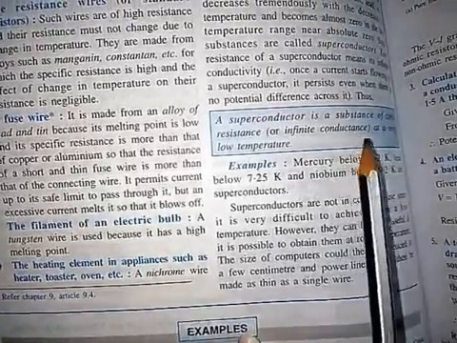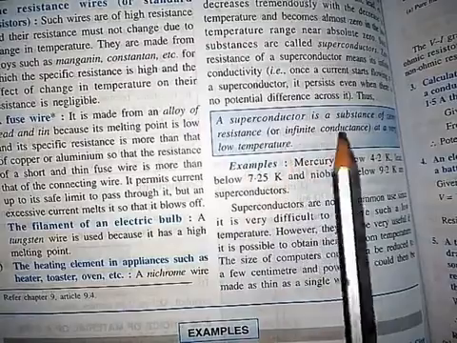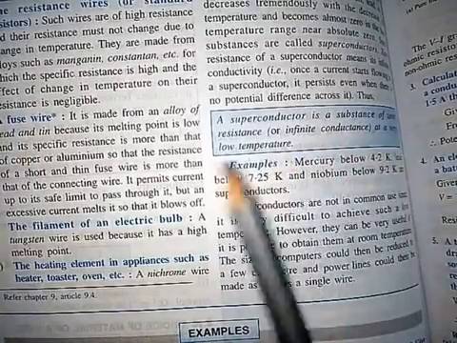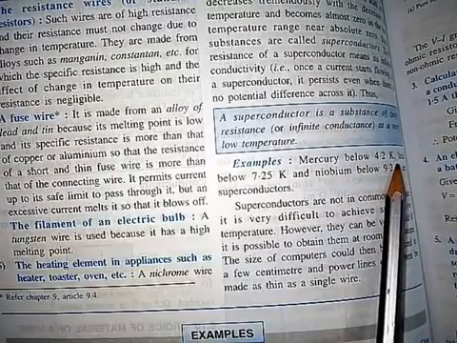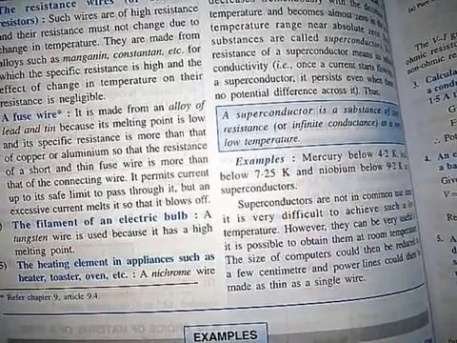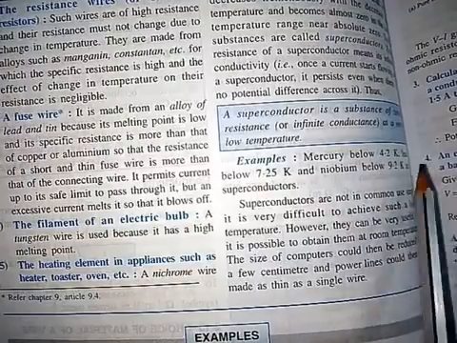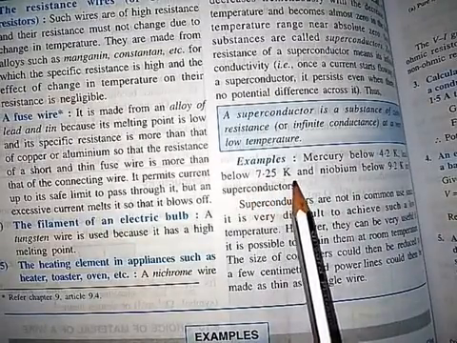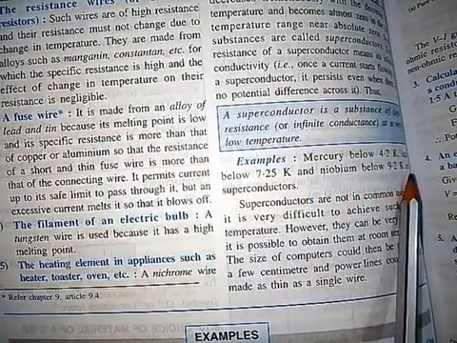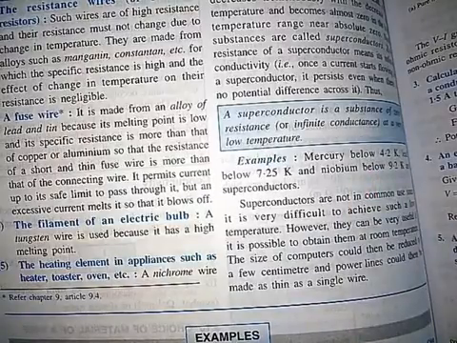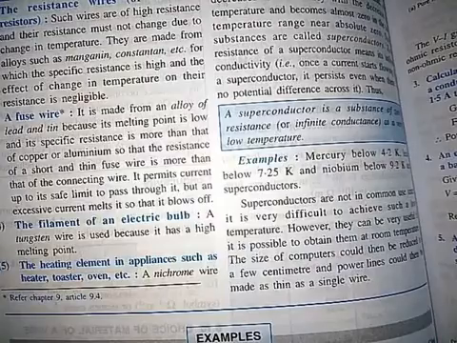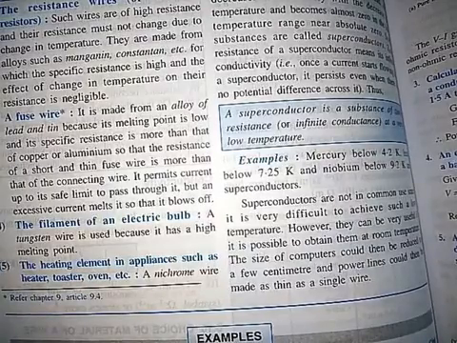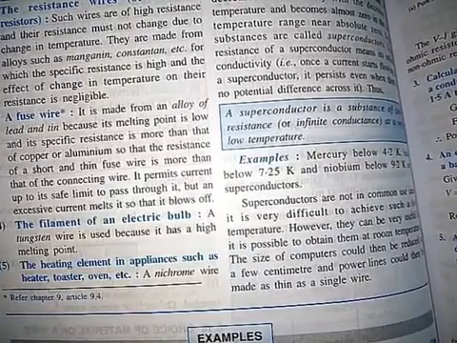Superconductors. A superconductor is a substance of zero resistance or infinite conductance at a very low temperature. For example, if mercury is used below 4.2 Kelvin, it behaves like a superconductor. Similarly, lead below 7.25 Kelvin and niobium below 9.2 Kelvin behave like superconductors, but practically superconductors are not possible to obtain since it's not possible to maintain such a low temperature.